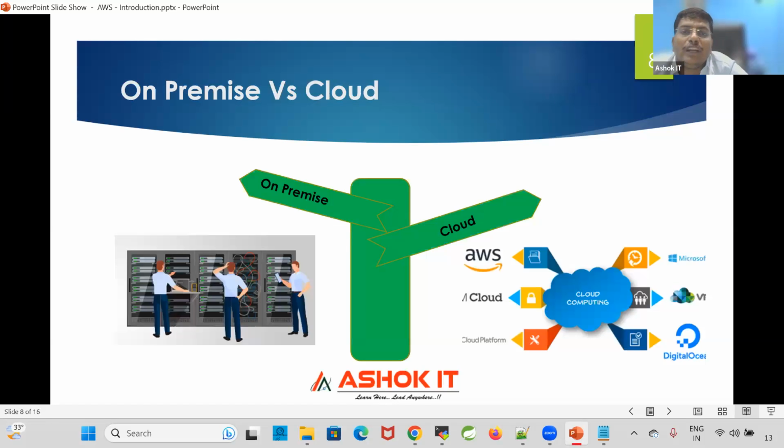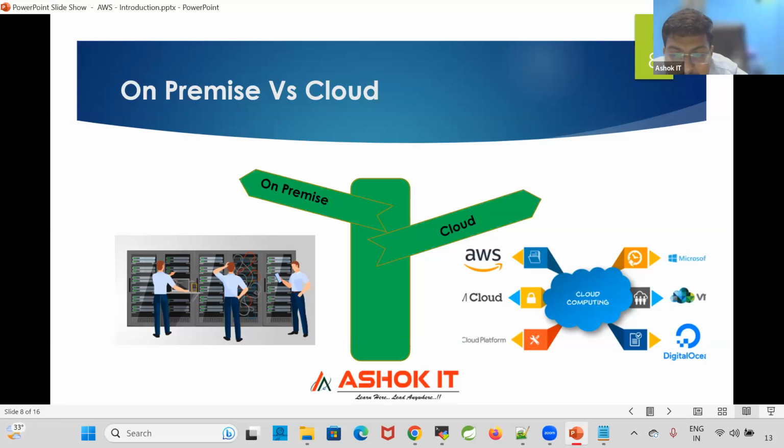So here, how many types of infrastructure do we have? Two types of infrastructure we have. One is called on-premises infrastructure. The second one is called cloud infrastructure, guys. Okay, on-premises infrastructure, cloud infrastructure. Can you guys tell me what is the difference between on-premises infrastructure and cloud infrastructure?